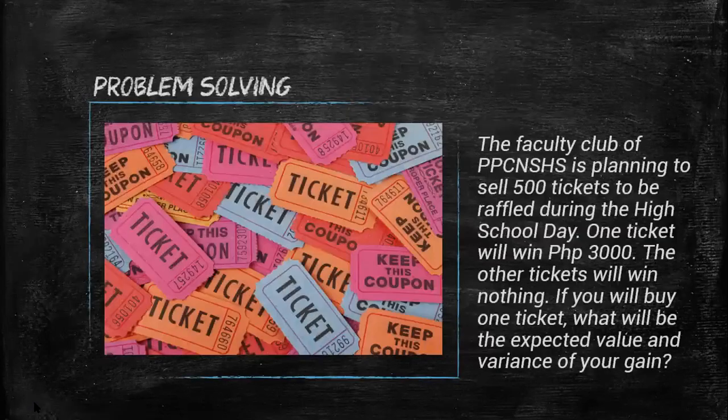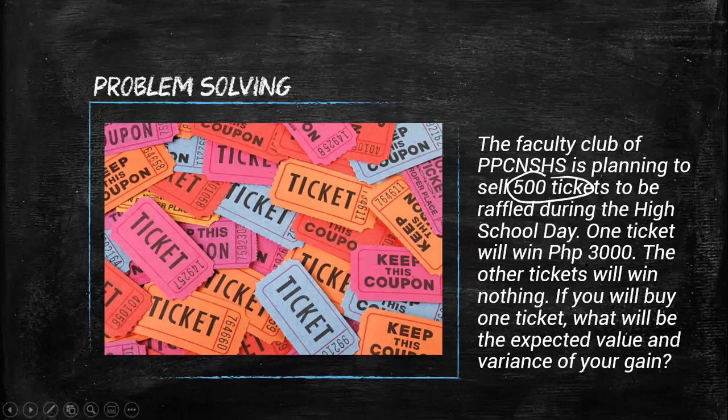Ito mas madali. Just in case lang, kasi hindi siya face-to-face. Pero kung face-to-face, marami tayong activities sa school na mae-enjoy ninyo, such as this one. Kunwari lang ito. The Faculty Club of PPCNSHS is planning to sell 500 tickets to be raffled during the high school day. One ticket will win 3,000 pesos. The other tickets will win nothing. If you will buy one ticket, what will be the expected value and variance of your gain?